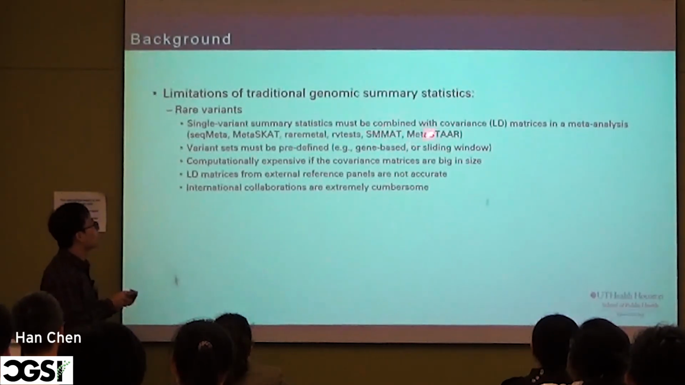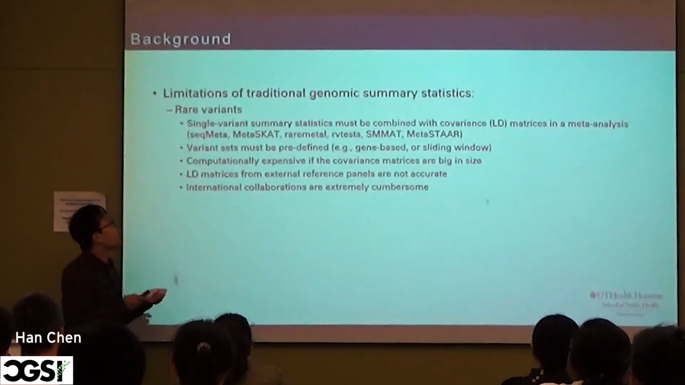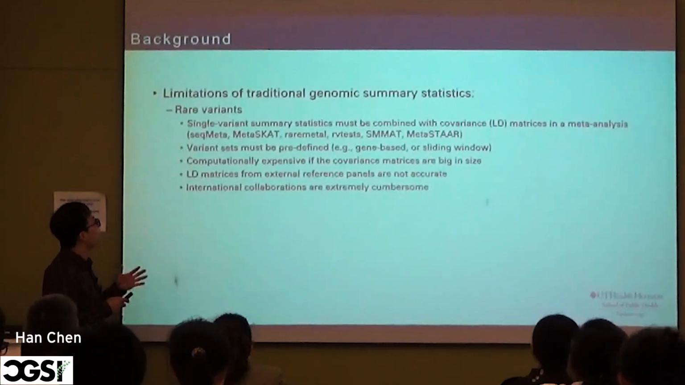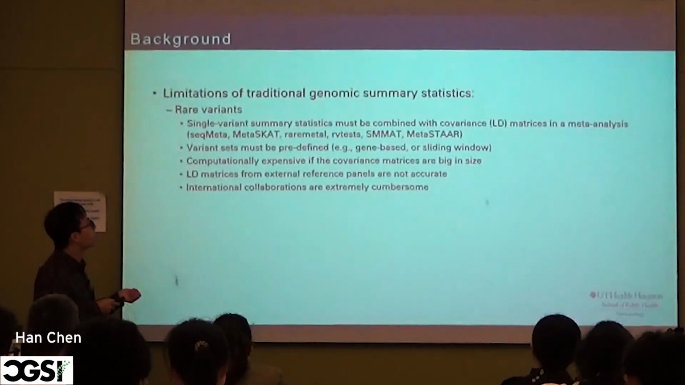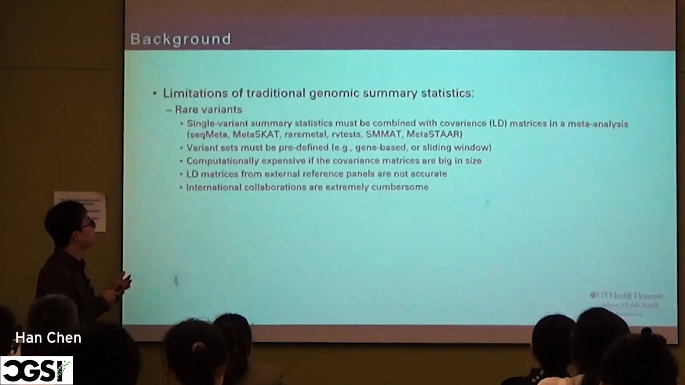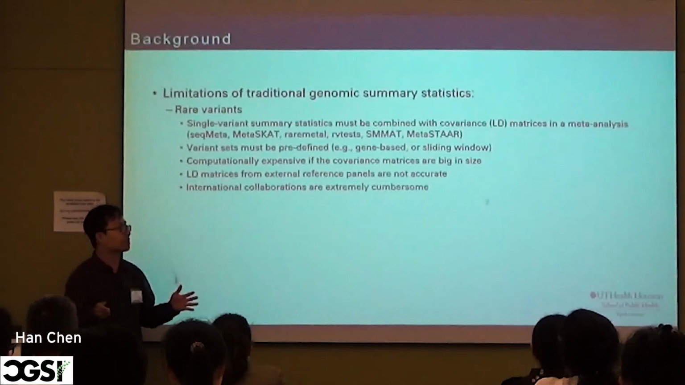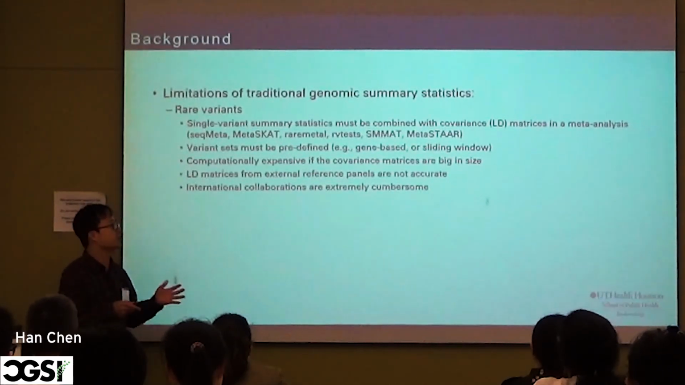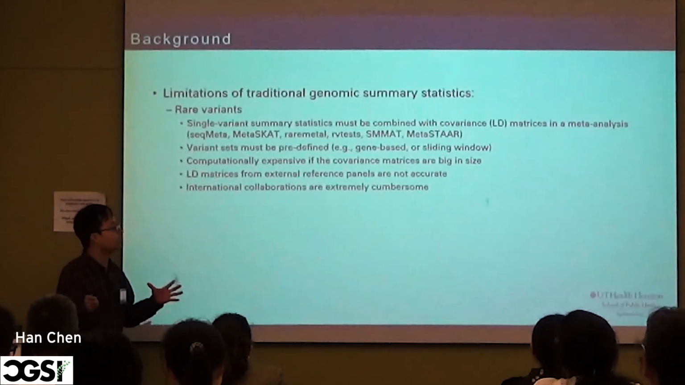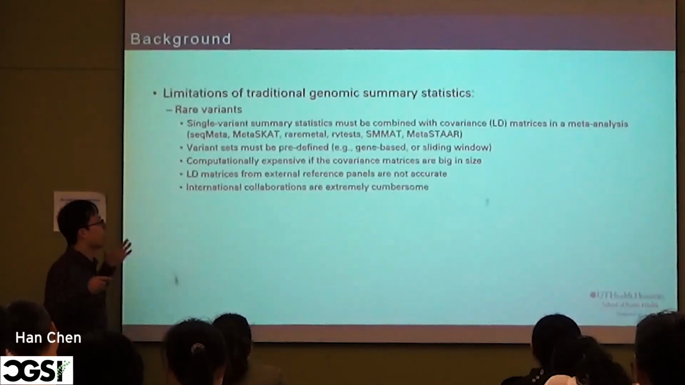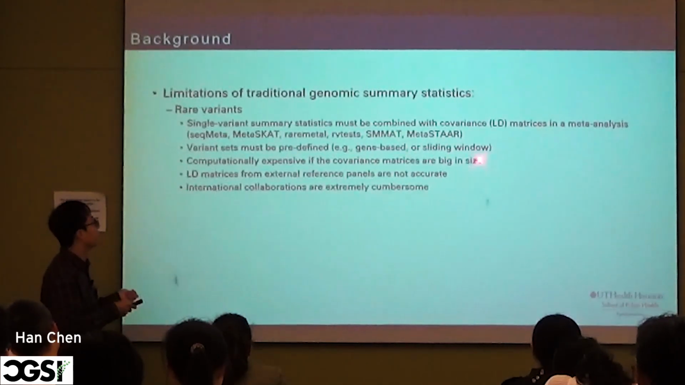With this approach, if you want to do meta-analysis, you need both the single variant summary statistics and the second moment information, which is basically the covariance or LD matrix. And this generally needs to be pre-computed before you combine them together, and it can be computationally very expensive if you're testing a very large region, for example, topologically associating domains. You want to look at one TAD and try to aggregate all the rare variants in that region. So you have a very big region, and therefore a very big covariance matrix.